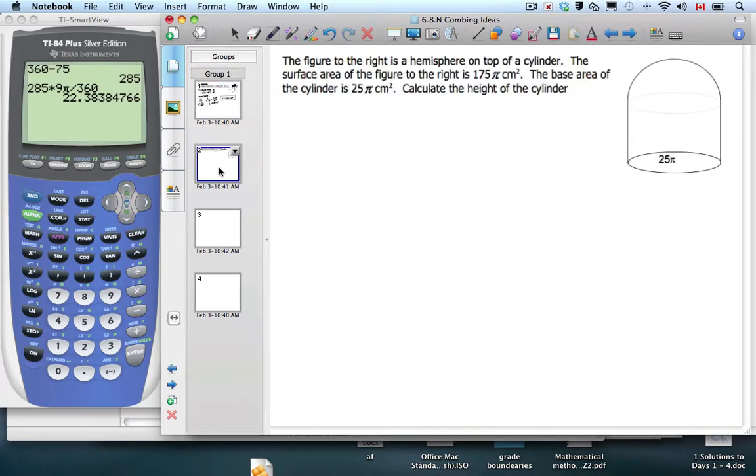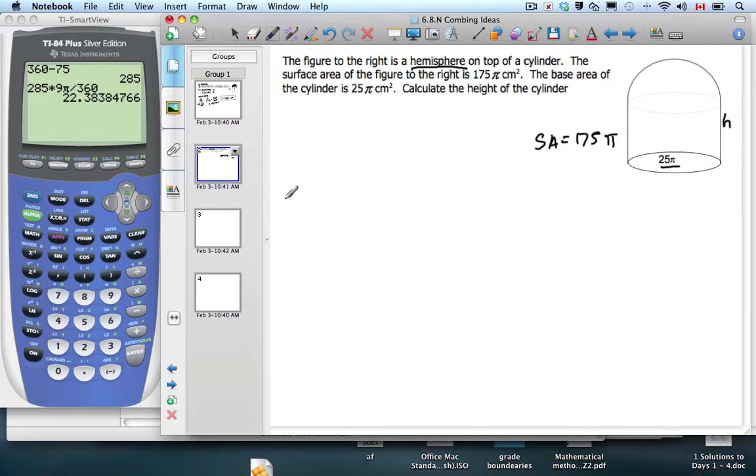The figure to the right is a hemisphere on top of a cylinder. We all know by now that a hemisphere is half a sphere. The surface area is 175 pi centimeters squared. I'm going to write that down. So the whole surface area is that value. The base area is 25 pi. We want to find the height of the cylinder.